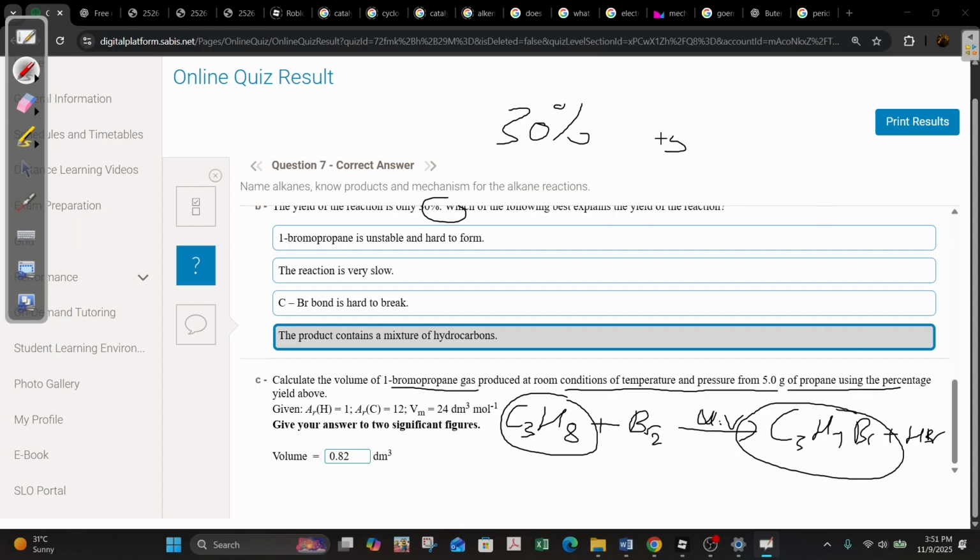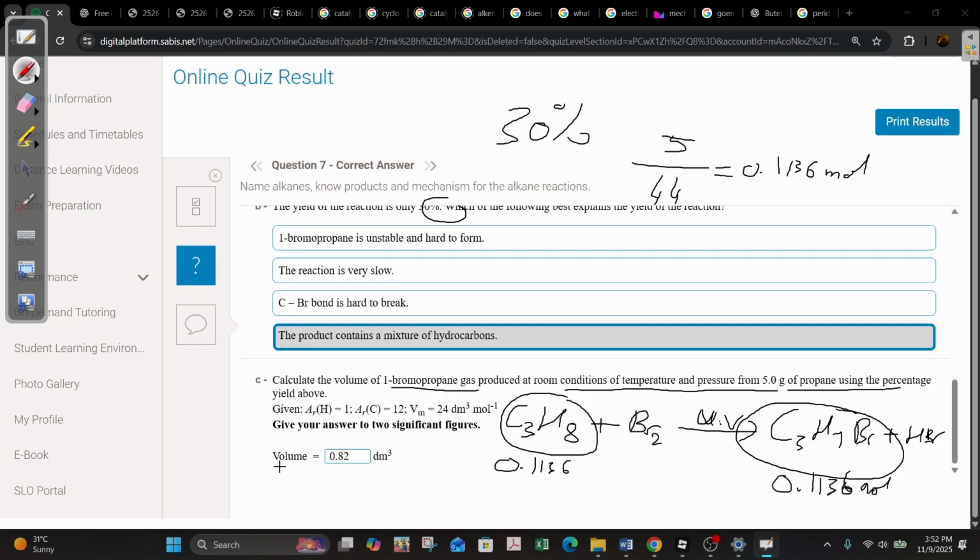So it'll be 5 grams divided by the molar mass of C3H8, which is 12 times 3 plus 8, will give you 44. And this will give you 0.1136 mole. So if this has 0.1136 mole, doesn't this will have 0.1136 mole? Yes.